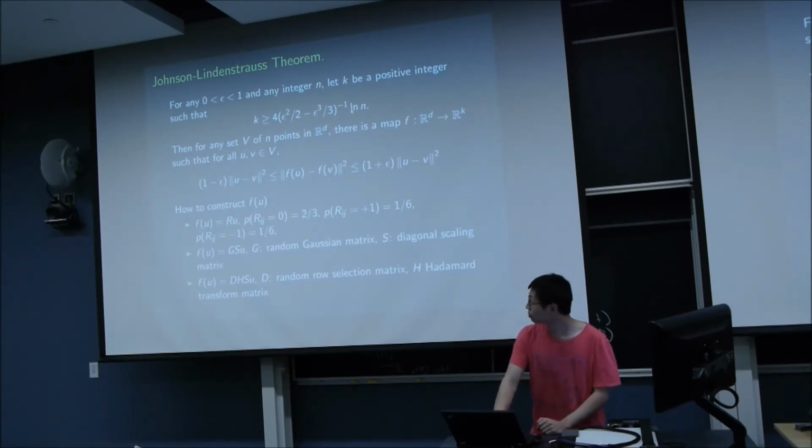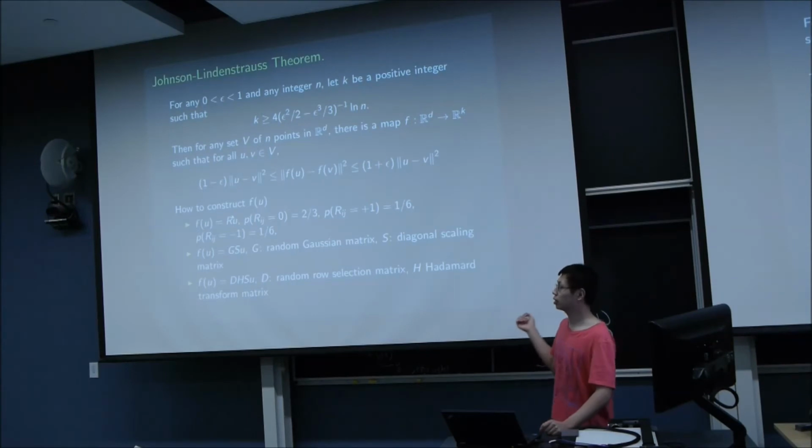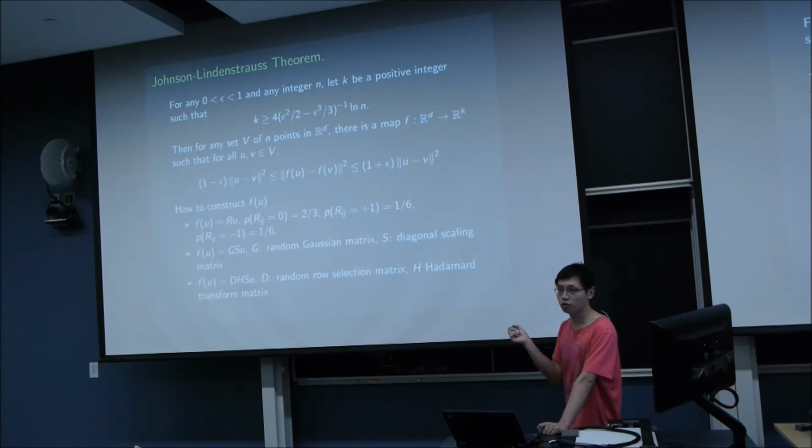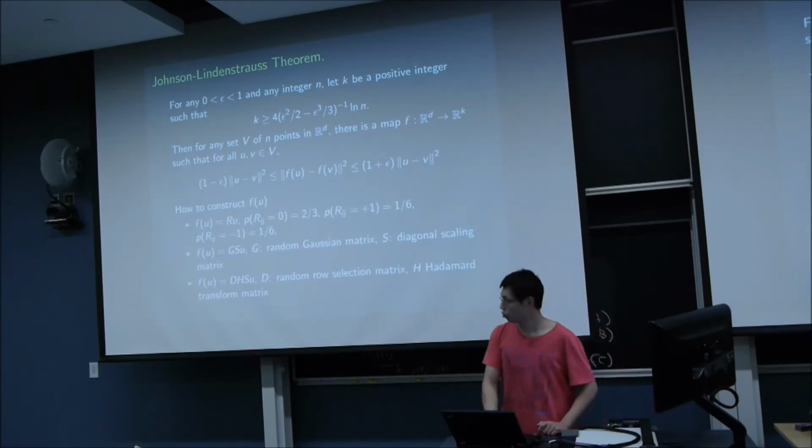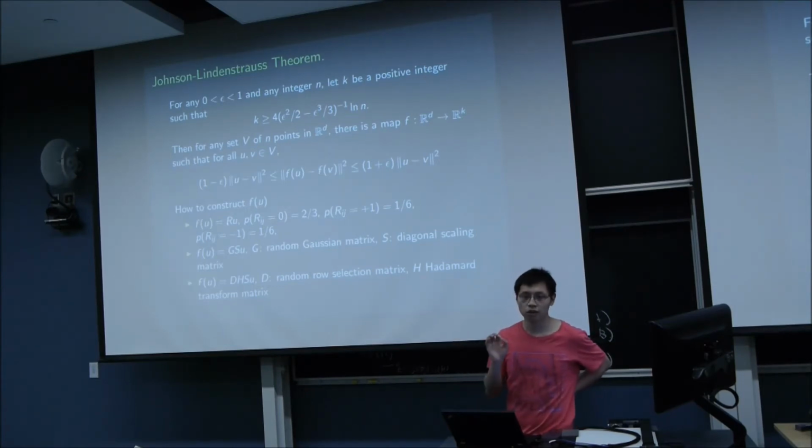It's quite interesting. The second thing is how to construct f(u). We restrict to a linear transformation, that is, f(u) is equal to a matrix times a vector. So the question is how to choose that matrix. Here are 3 examples. First is R, a random matrix. The entries of R have 3 different values. An entry R_ij equals 0 with probability 2/3, and equals +1 with probability 1/6.